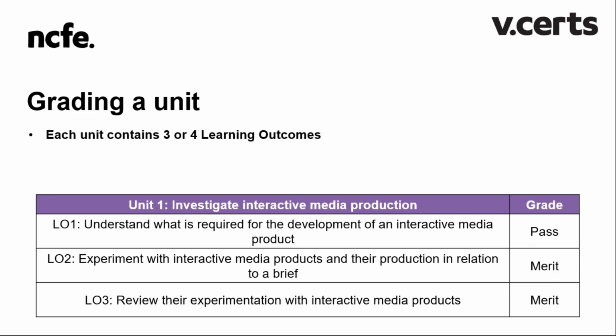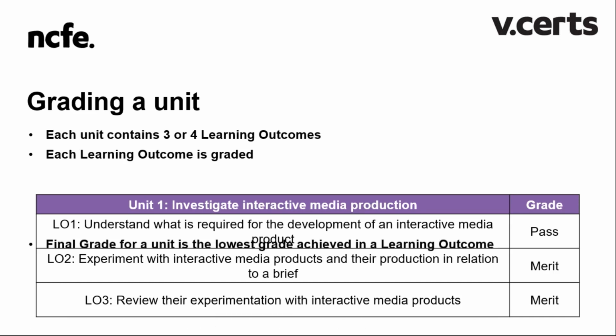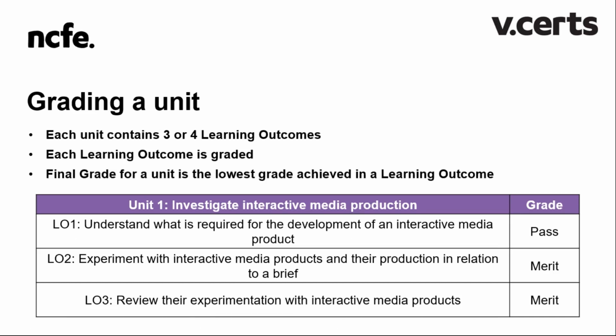So the final grade for a unit is going to be the lowest grade the learner achieved in a learning outcome. So there isn't any compensatory grading within a unit. There is at the end when it comes to combining all the units together, units 1, 2, 3, and 4, there's compensatory grading there. But with an individual unit, they all have to demonstrate that same basic level of competency for each learning outcome in order to say that the unit is at that overall grade.